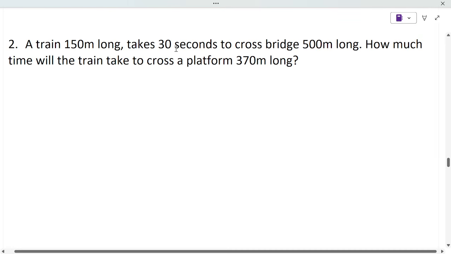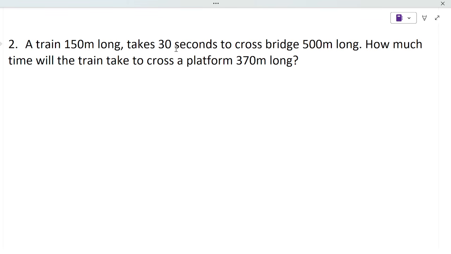Next. A train 150 meter long takes 30 seconds to cross a bridge of 500 meter long. How much time will the train take to cross a platform of 370 meter long?